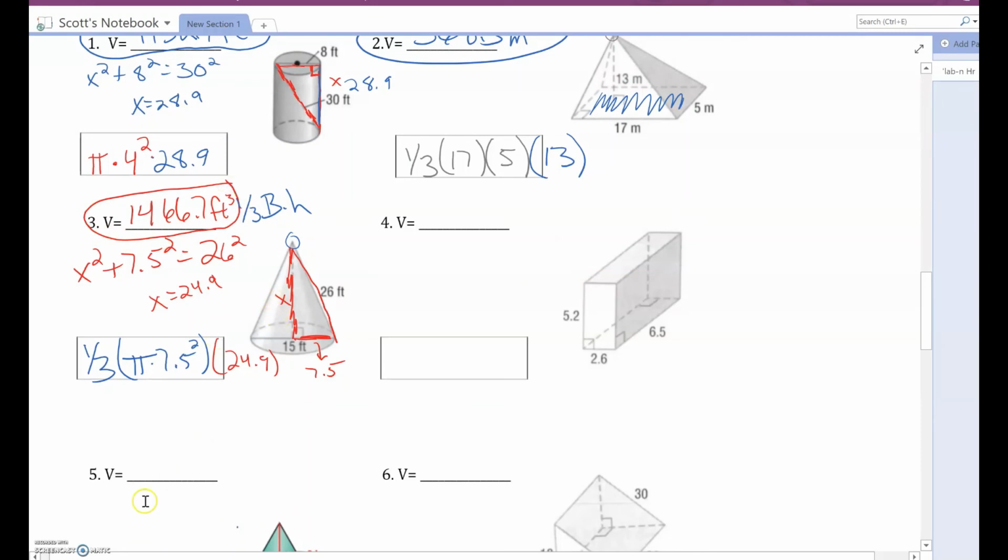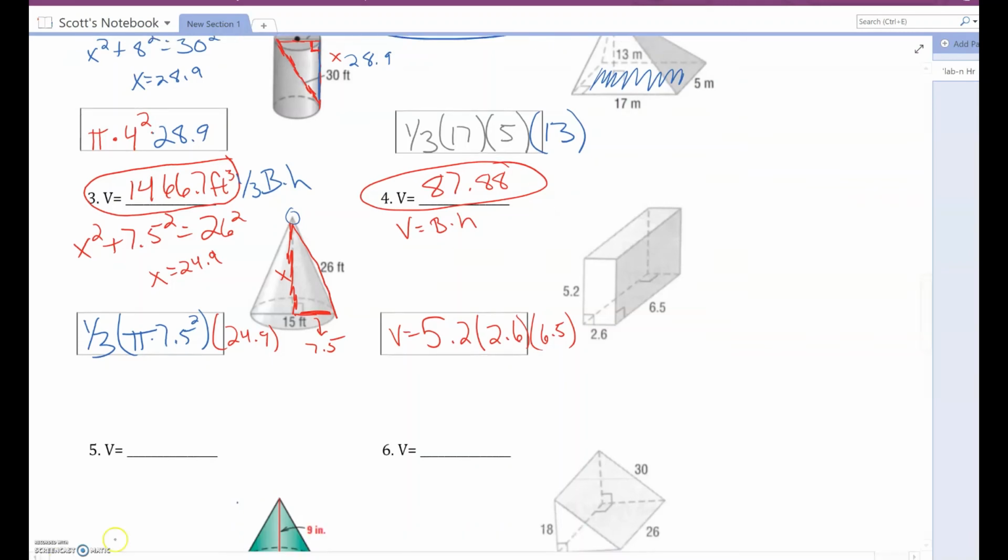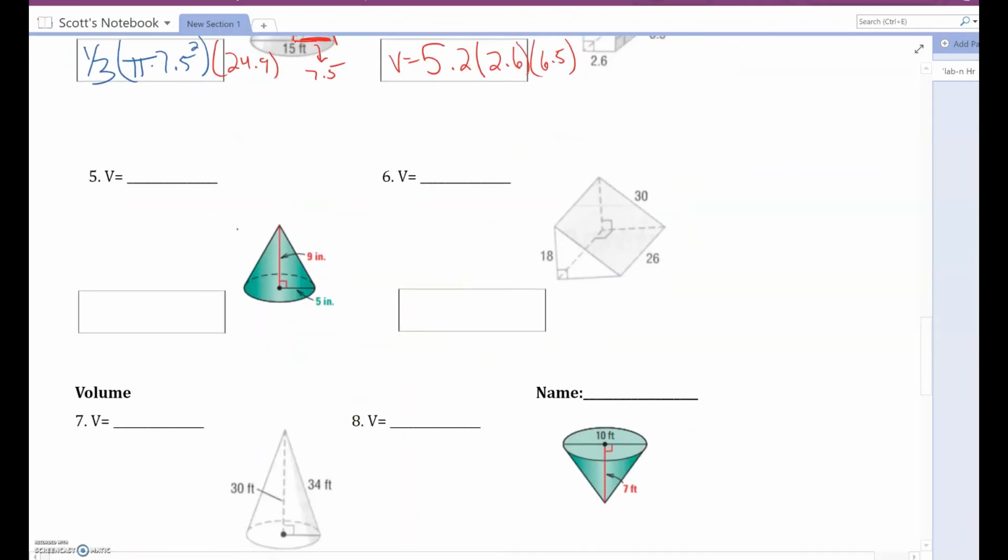All right, I'm going to have you guys try number 4. Okay, this one you have multiple parallel bases, so you could have your choice. But this is just length times width times height. It's just your regular prism. So as long as you're multiplying all those together, you should get 87.88. Go ahead and try number 5.